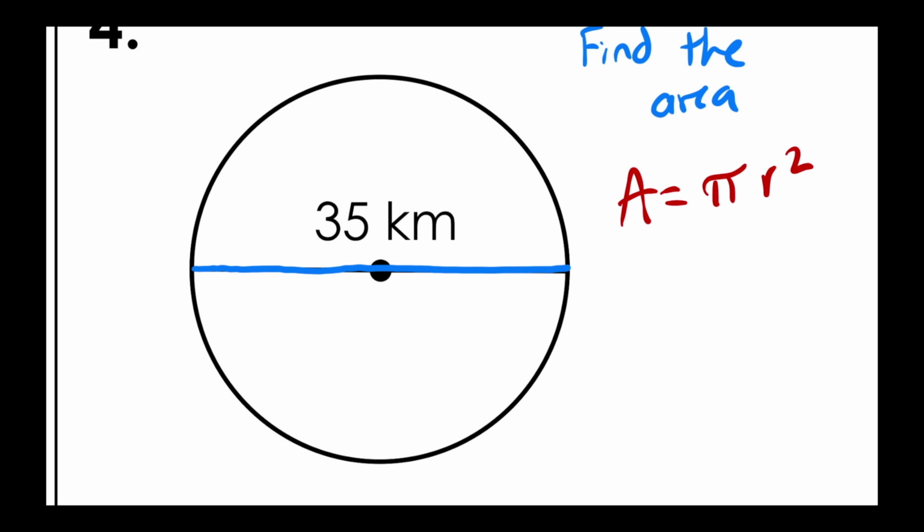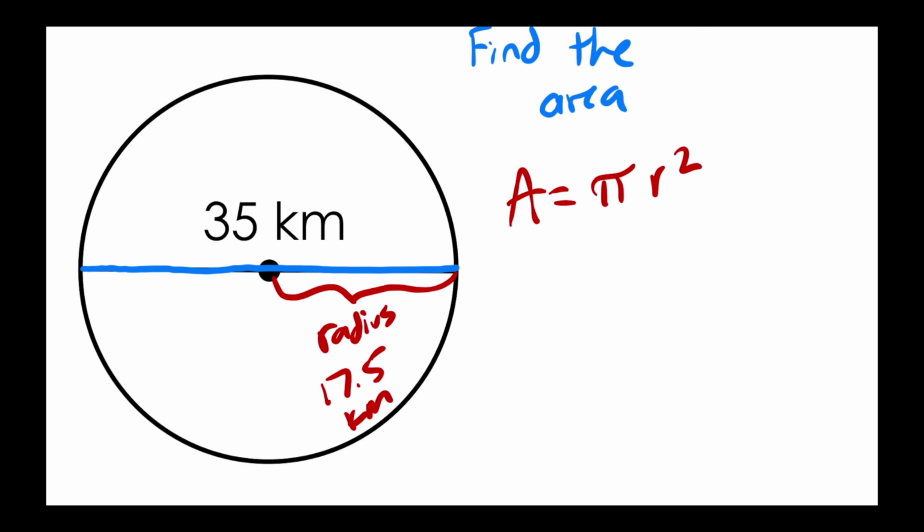But we want the radius. The radius is only half of all the way across. So the radius goes from the middle to the end. And so that's half of 35, which is 17.5 kilometers. Great. So then we just do that. So we say area equals pi times 17.5 squared.